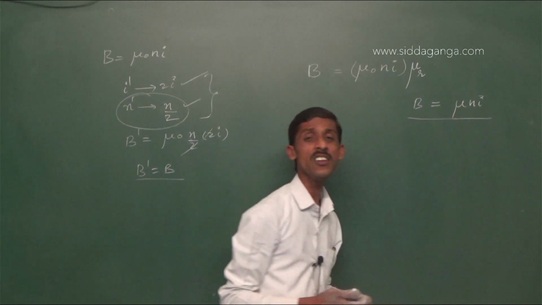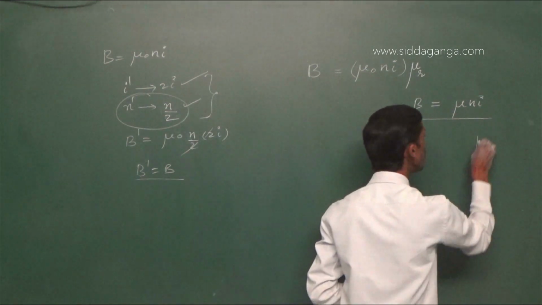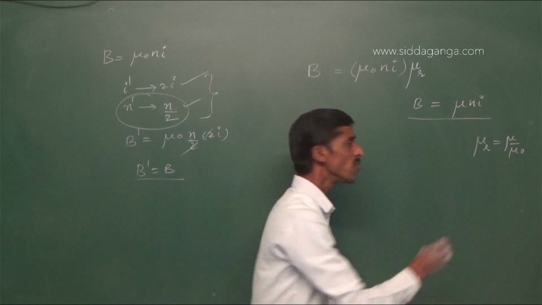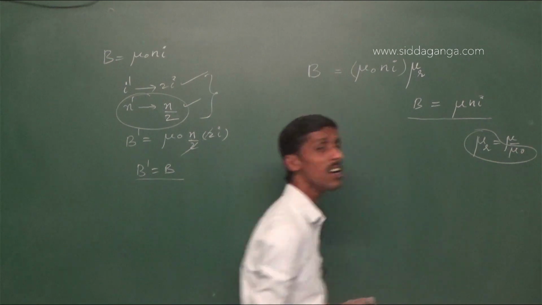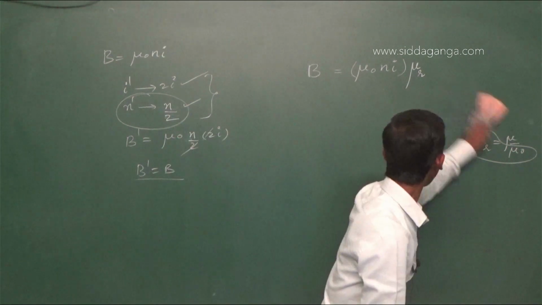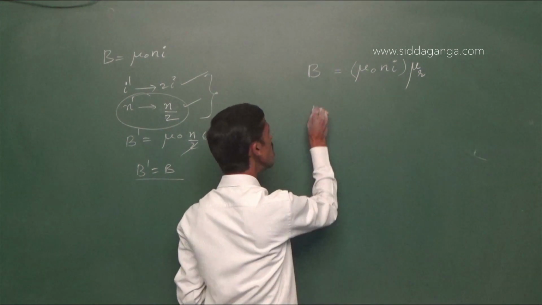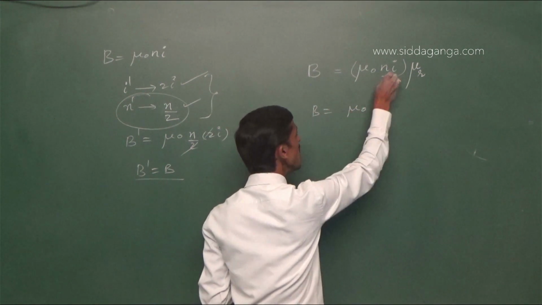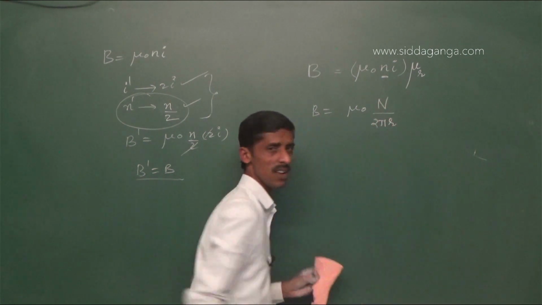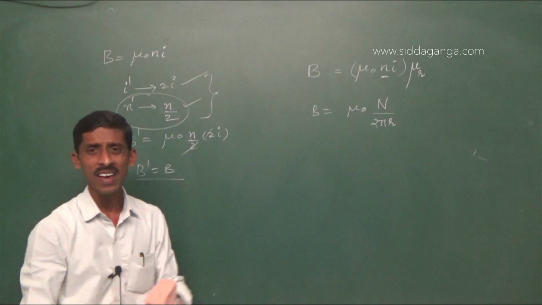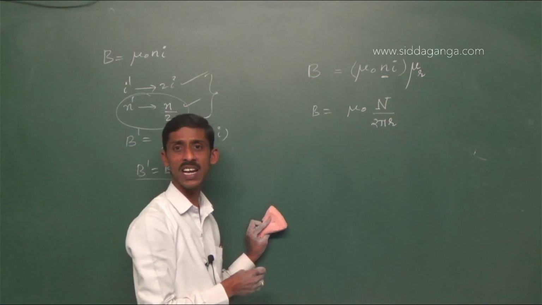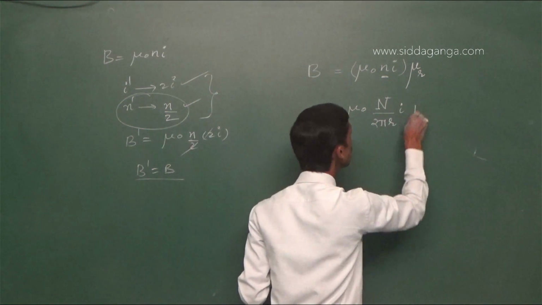If core is material, but by the relative permeability definition, mu by μ0 is equal to μr. So in the place of mu, you can write μr into μ0. So next, as per our question, B is equal to μ0 into number of turns, that is, total number of turns divided by circumference. For a solenoid it is number of turns by length. If the solenoid is bent into a circle shape, it is total number of turns divided by circumferential length, into I, into μr.